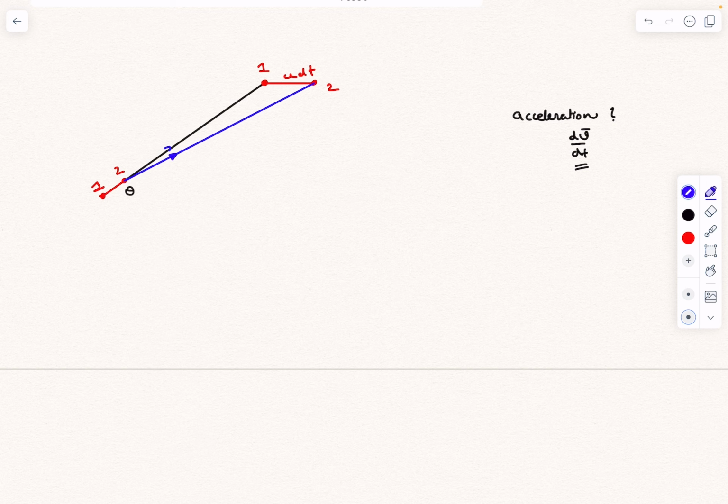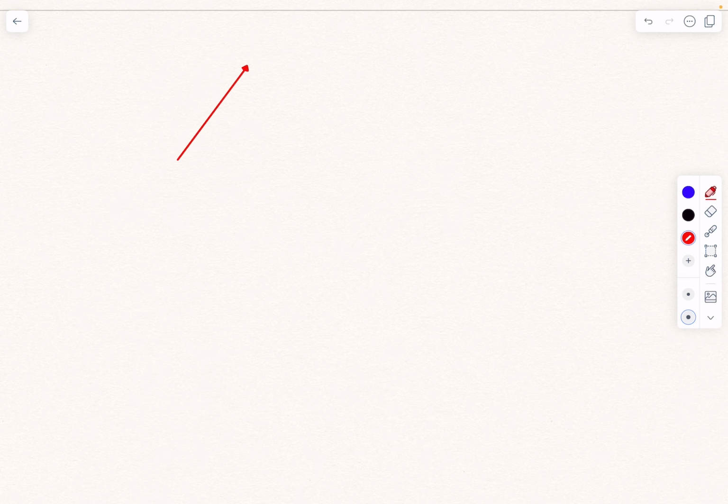So initially the velocity vector was in this direction, and finally, as you can see, it has rotated in the clockwise sense by some angle d theta. Okay, so let's call this angle again as d theta. Before moving on guys, let's take up a small concept.